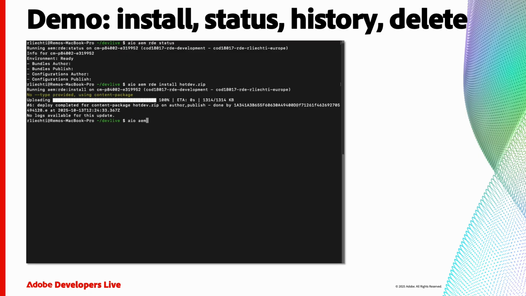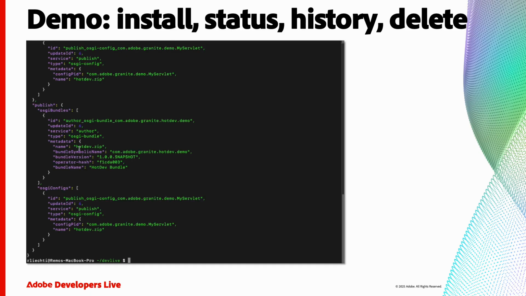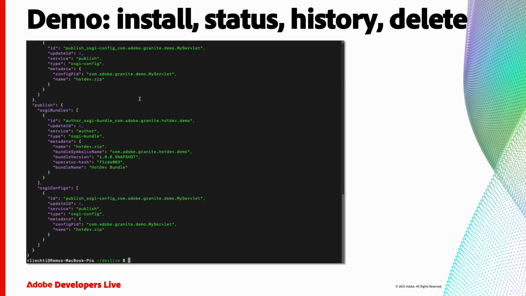So we can go on and check now again with the status what has been applied. We see that we do have some bundles on offer and publish and some configurations which are there as well. Also good to know is the dash JSON option, which gives you an insight with more details on what's installed. For example, the bundle names or IDs of the configs that you're later on going to use when you choose to remove it again from the RDE.